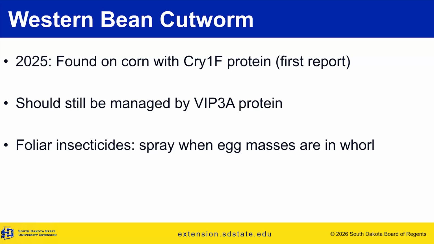So management can also be accomplished with foliar insecticides, but you need to spray when egg masses are in the whorl, and again, that requires quite a bit of scouting. So please keep an eye out for Western bean cutworm. If you come across caterpillars feeding on the ear that don't look like corn earworm, please give me a call.